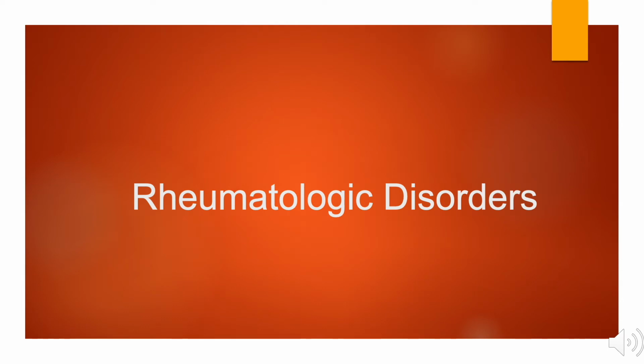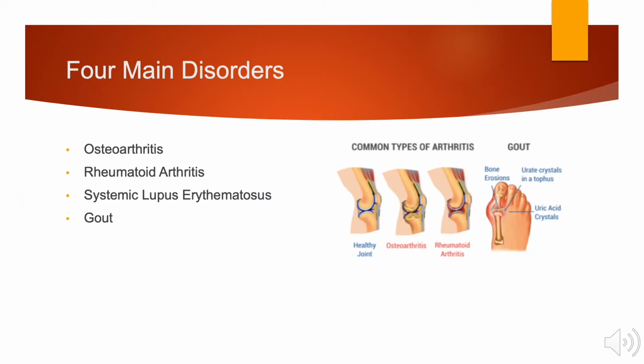Hi everyone, the chapter that I selected is Chapter 10, Rheumatologic Disorders. There are four main disorders that I'll be going over: osteoarthritis, rheumatoid arthritis, systemic lupus erythematosus, and gout.